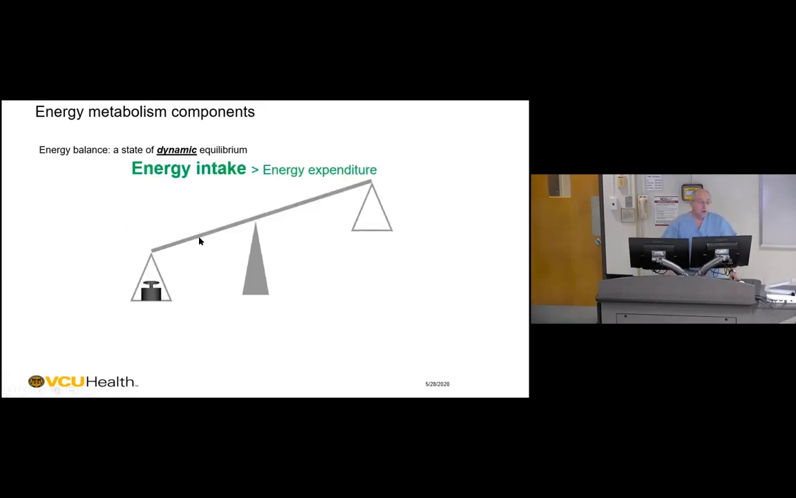So obviously, a sustained energy intake greater than energy expenditure leads to weight gain. But how much? And that's a bit sobering. A 75 kilo individual takes in roughly 1 million kilocalories in 1 year.